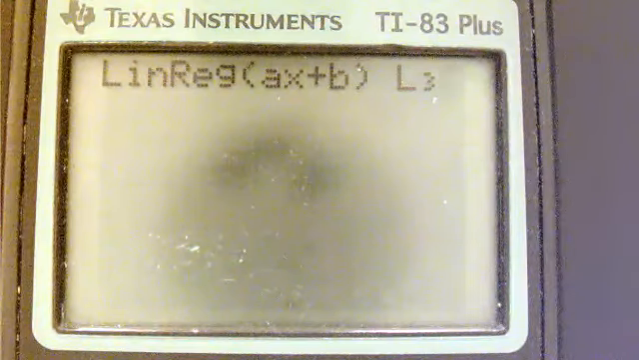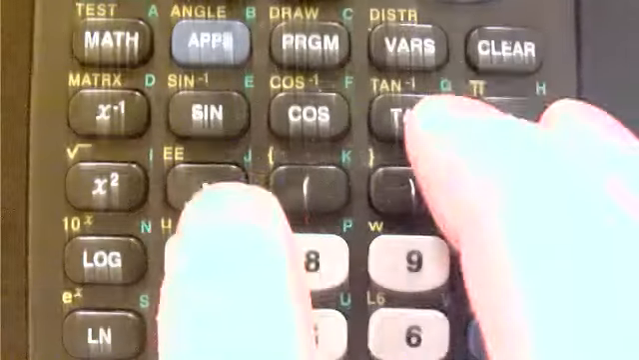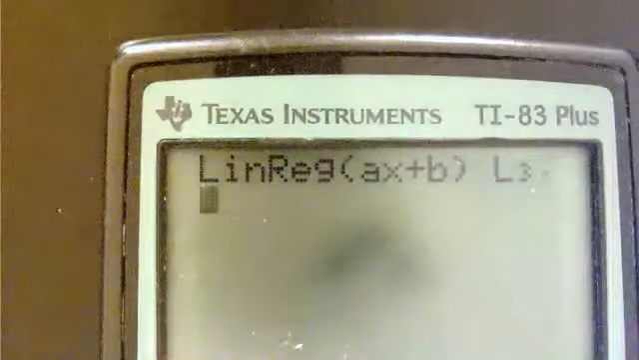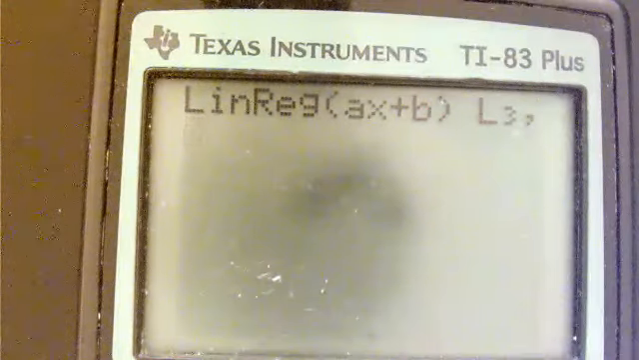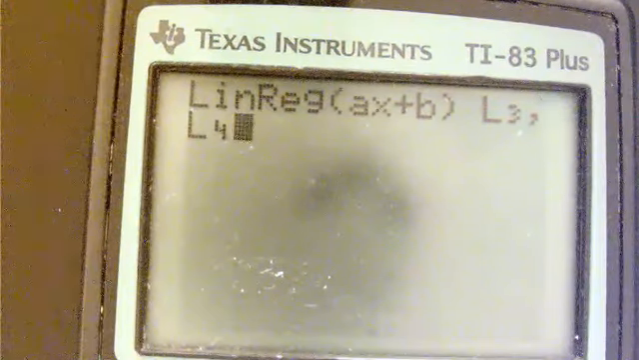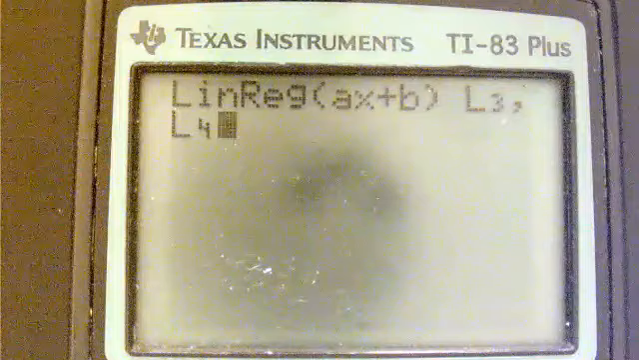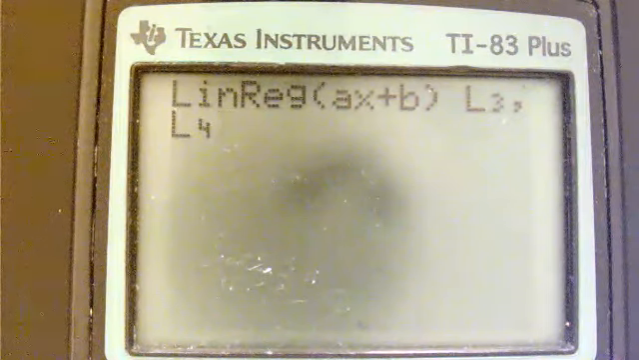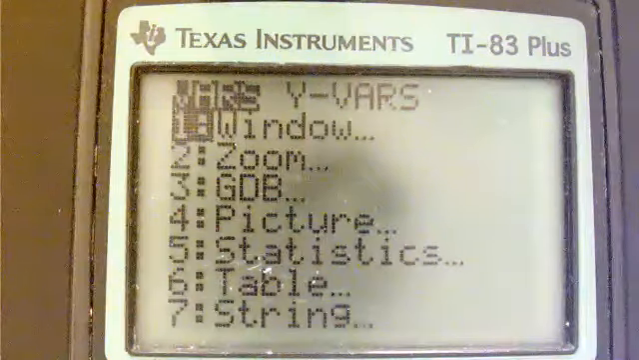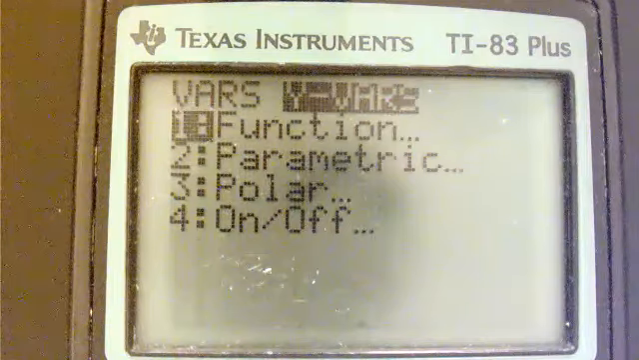Then we put a comma, and the comma is the button right above the number 7 on the keypad. You put a comma, then you say where the Y values are, list 4. So you're doing the same thing, but in a slightly different way. If all you want is just to get the slope, you could press enter right now and it would work. But if you want to see the line, you put another comma, and then you do that variables thing, the vars button, the Y variables and the functions, and you say Y1.